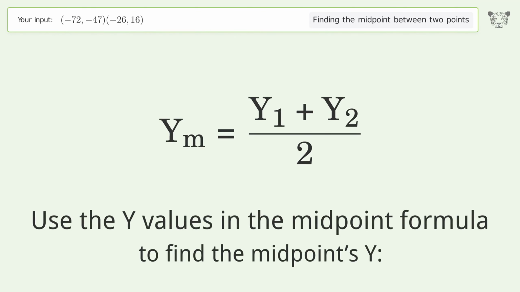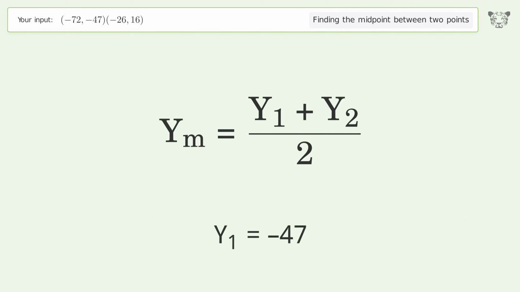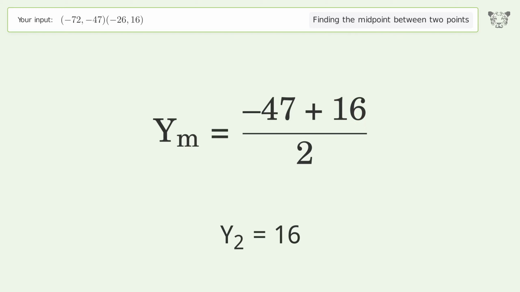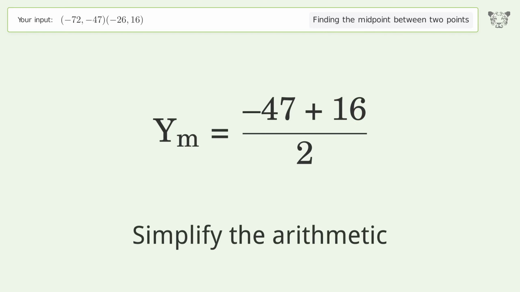Use the y values in the midpoint formula to find the midpoint's y. y1 equals -47. y2 equals 16. Simplify the arithmetic.